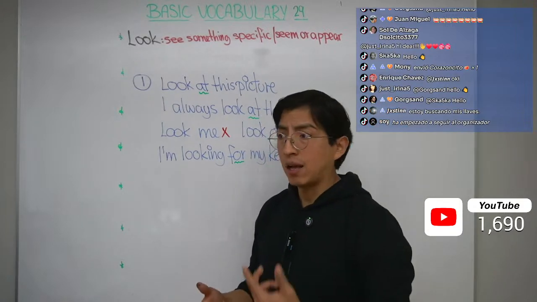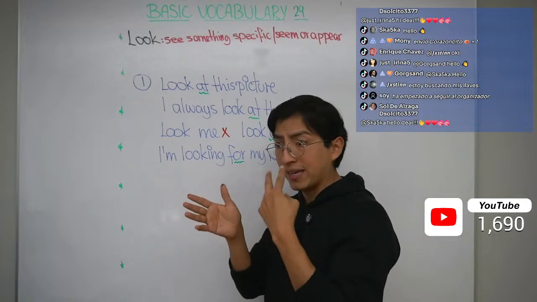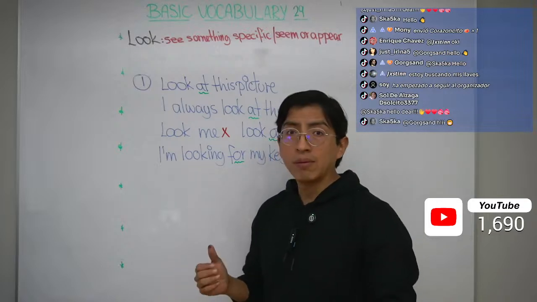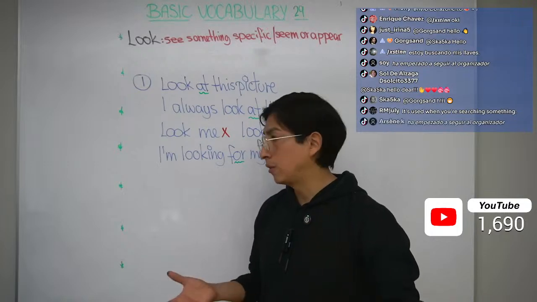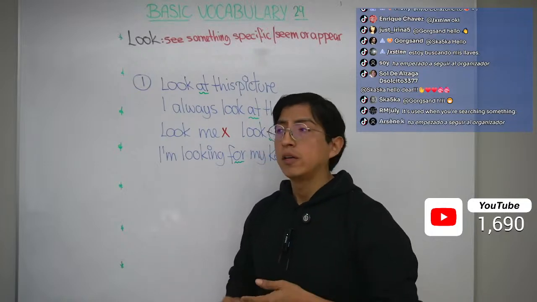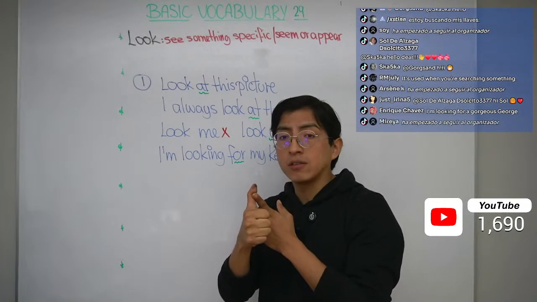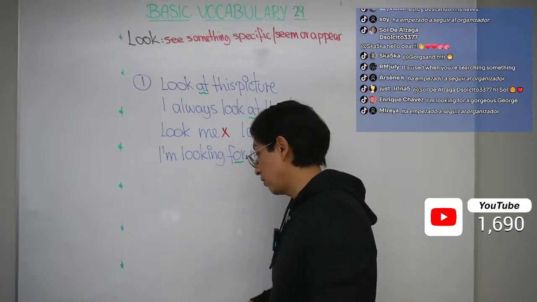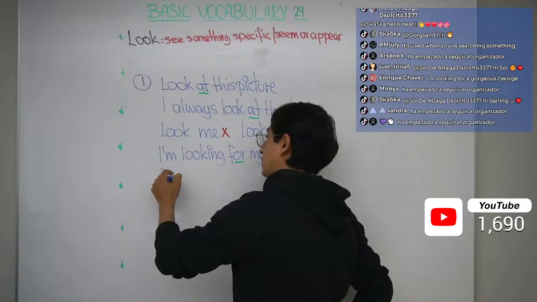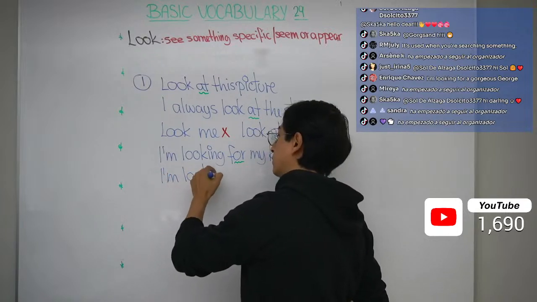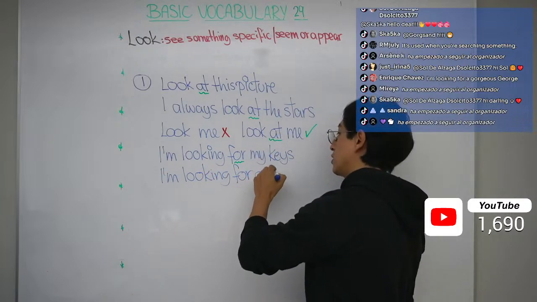Okay, so again, I'm using my eyes to do that, right? I'm looking for my keys. Oh, where are my keys? Maybe you can say, I'm looking for my cell phone. I don't know where my cell phone is. I'm looking for it. Yes? Now, we can use this for physical things, okay, for objects. Now, let's continue with another example. What if I say, I'm looking for a job?